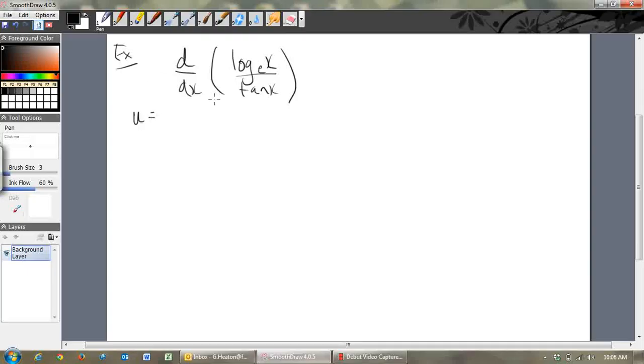So you write down u equals the top line, so log e x. v is the bottom line, which is tan x. So you write your u and your v down. Now take the derivative of both. The derivative of log e x is 1 on x, and the derivative of v is sec squared x. Sec squared x.